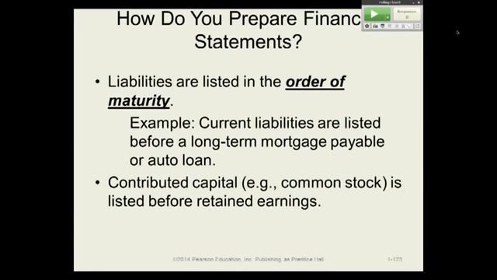Liabilities we list in the order of maturity. So the current liabilities go first. Something like accounts payable will come before a mortgage. Whatever you have to pay faster comes first. So if you have a credit card bill, that's current. If you have an auto loan, that's not current. So the current liability will always come first.